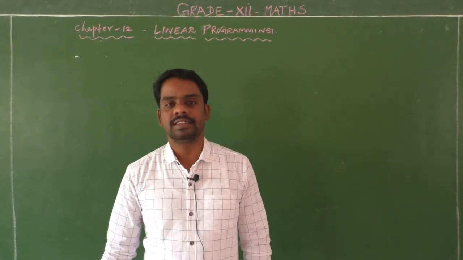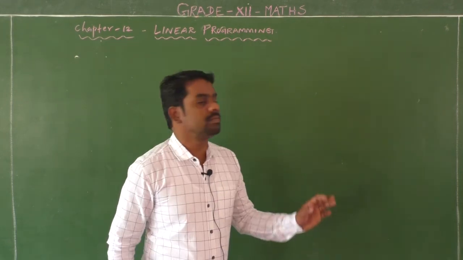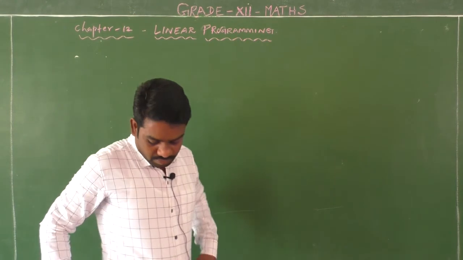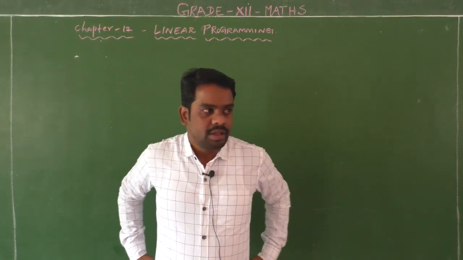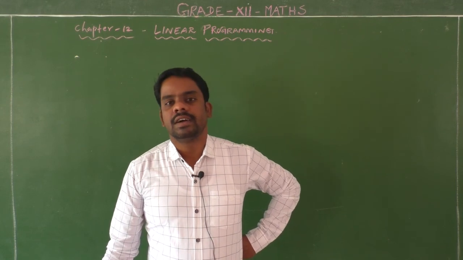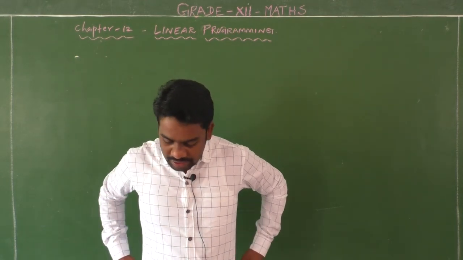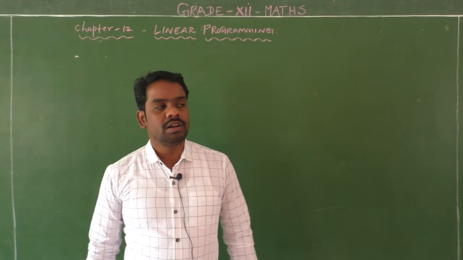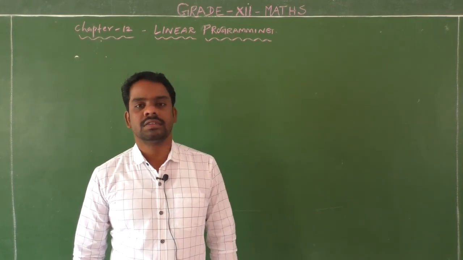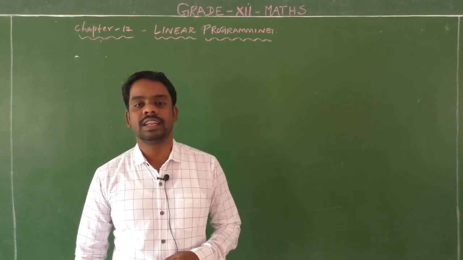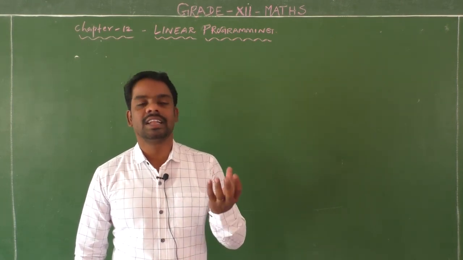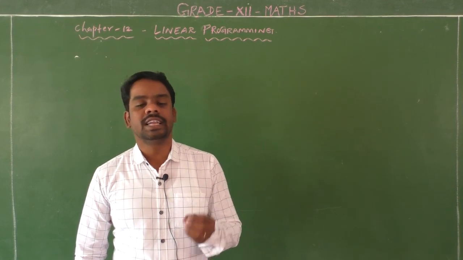Grade 12 Mathematics. Today's new topic, chapter number 12, linear programming. This is a very interesting and easy topic. The word linear indicates that all relationships involved in a particular problem are linear. The given data and given relationships are all of linear type.